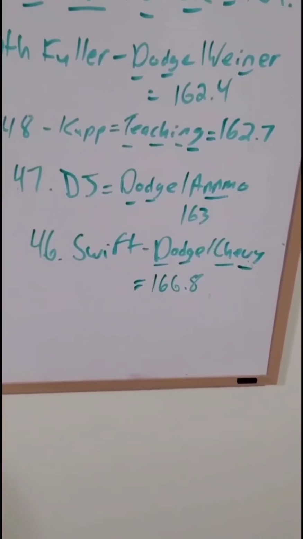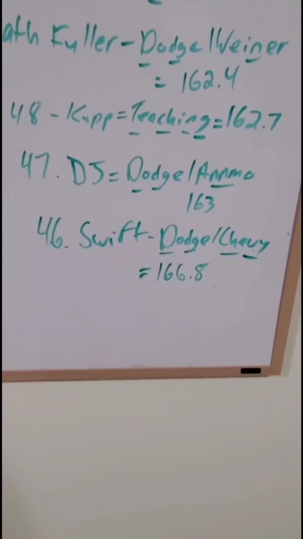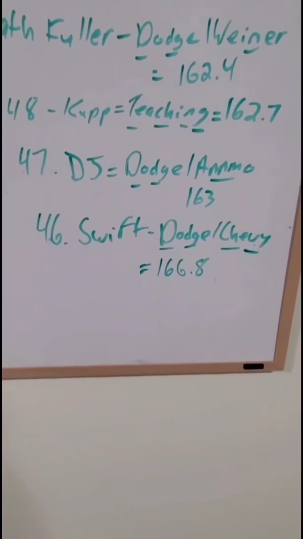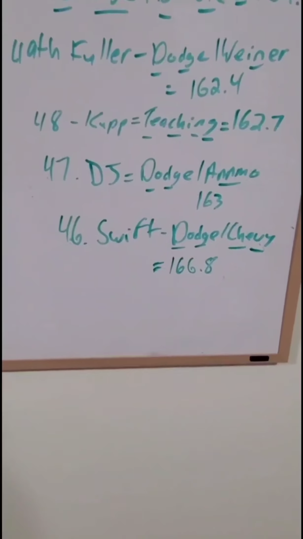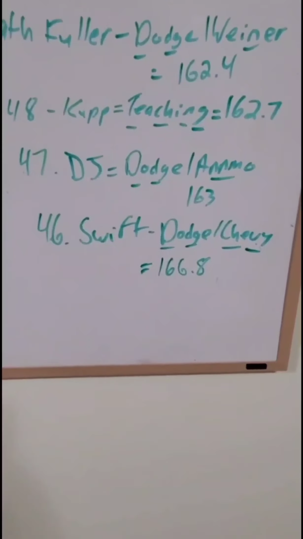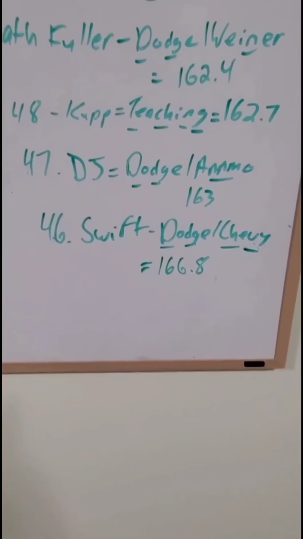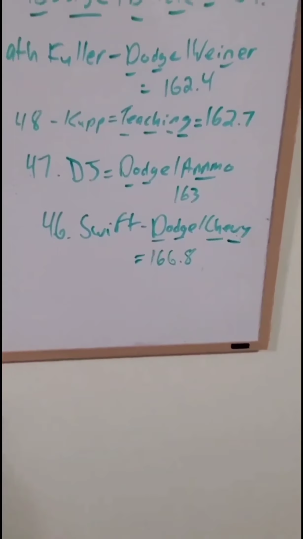And we have DeAndre Swift. I picture him running a truck dealership now. He sells a Dodge and he sells a Chevy. So 1, 6 for Dodge, and then a 6 and an 8 for Chevy, with the V being an 8.